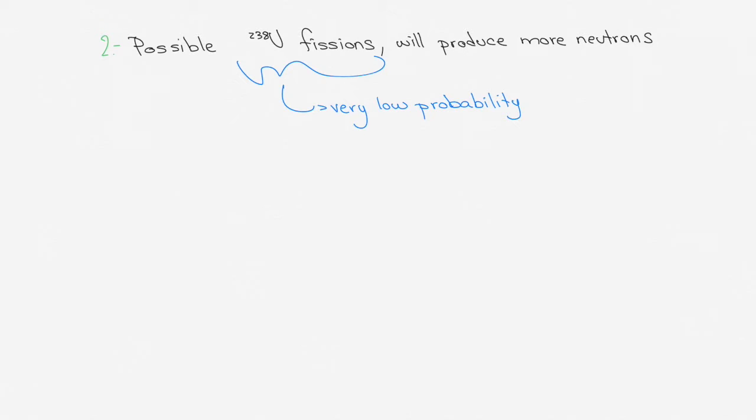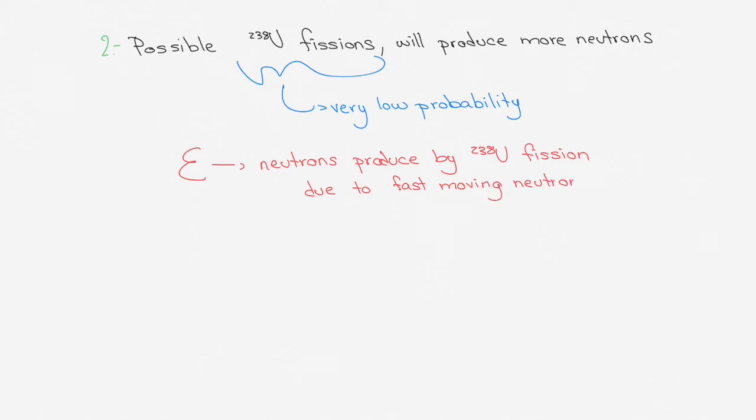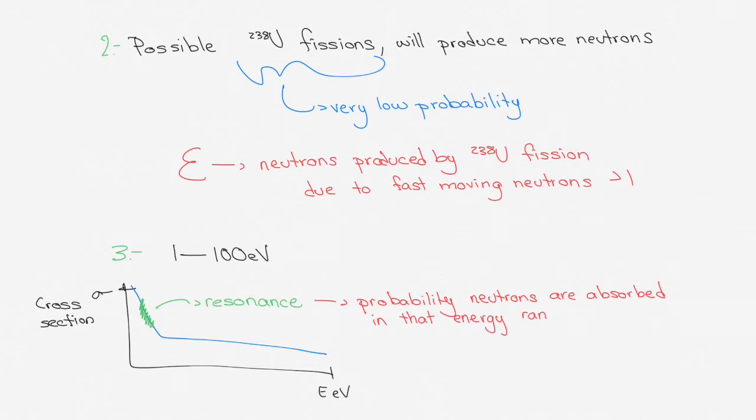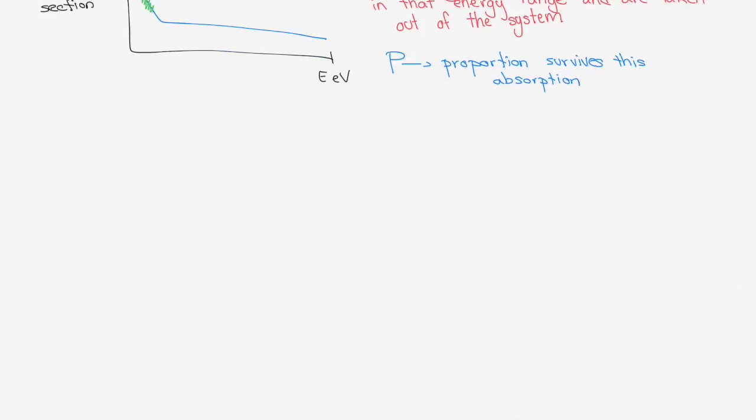However, if the neutrons are fast enough, there is a very low probability that it would indeed fission, which will produce more neutrons. Epsilon is then the neutrons produced by this fissioning. The third thing to take into account is that if the neutrons have an energy between 1 and 100 electron volts, there is a probability that they are absorbed due to resonance, but no fission takes place. P is then the proportion that survives this absorption.